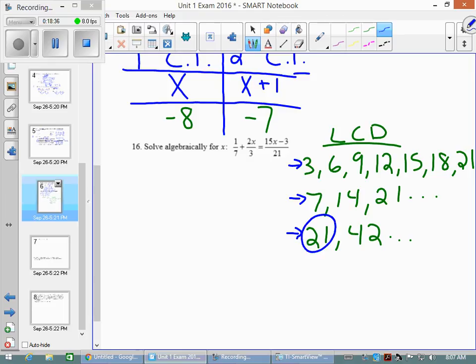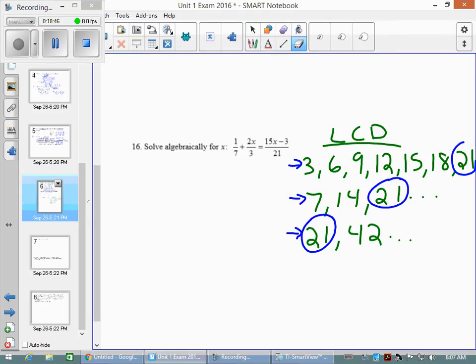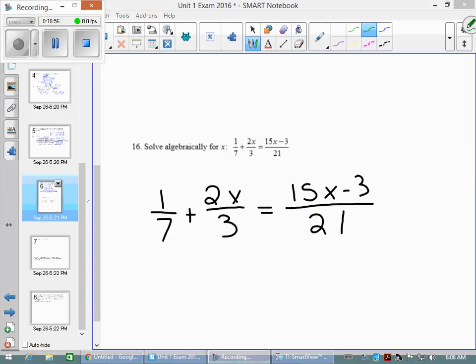So I'm going to take each of these and multiply them by my LCD. I'm going to multiply this by 21. Let's rewrite this. Okay, so I just rewrote this so that we have a little bit of room. And again, I found my LCD of 21, so I'm going to multiply each part of this by 21. Make sure you multiply every single part by 21. Now we're going to want to reduce.